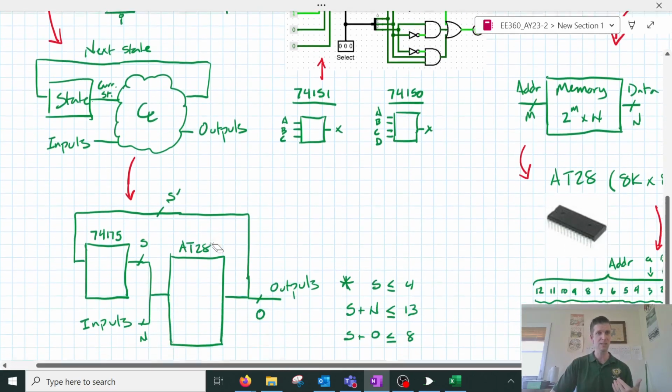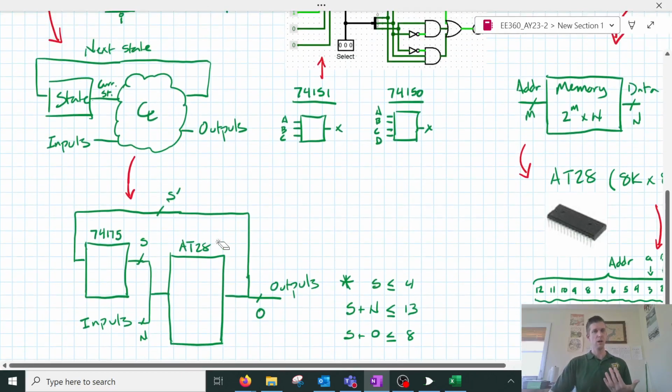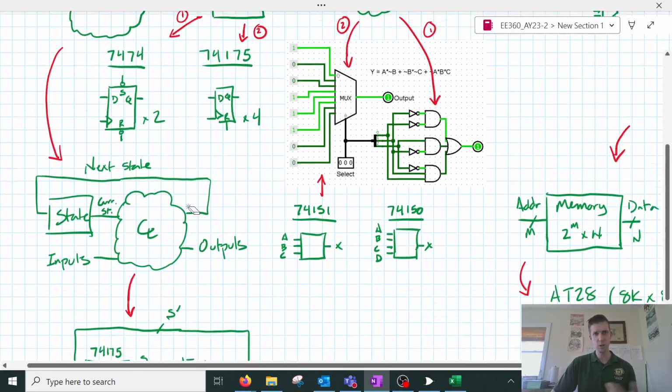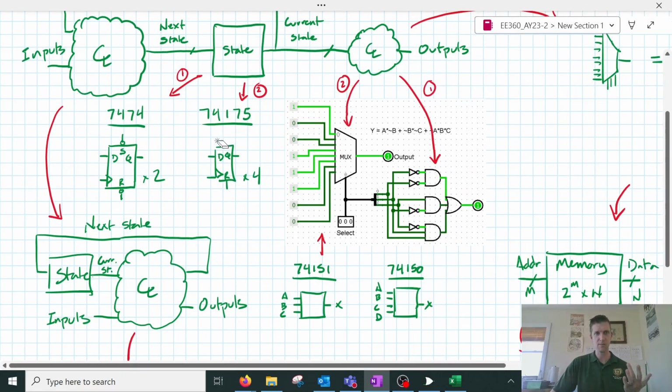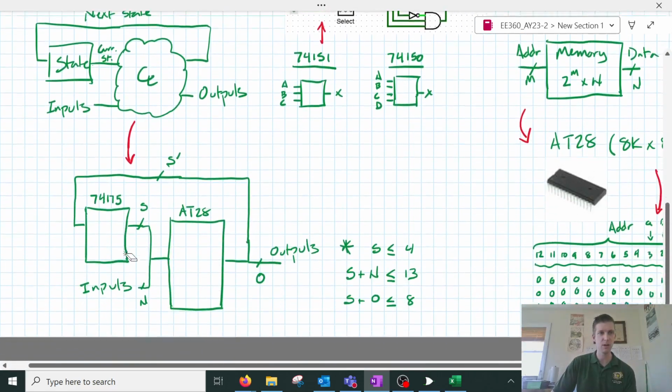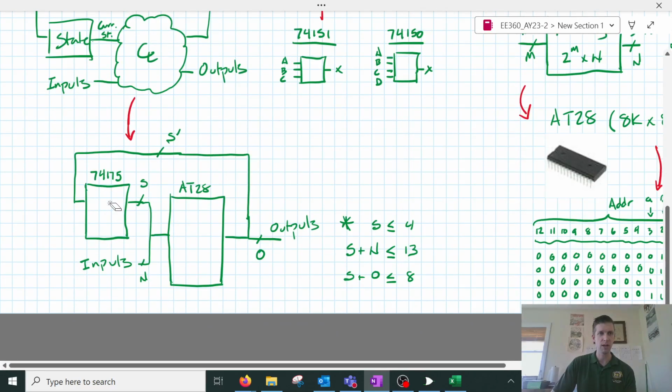And what this does is it allows me to insert my AT28, my EEPROM, for this big combinational logic bubble. And we'll assume that I'm going to use a 74175 to hold my state bits. So I've got a 74175 right here to hold my state. And so now this is just 2 integrated circuits, right? S here is the number of state bits. I can store up to 4 state bits using my 74175.